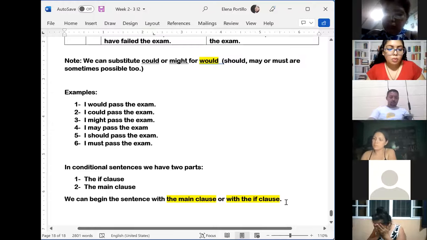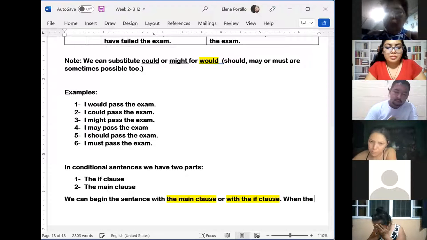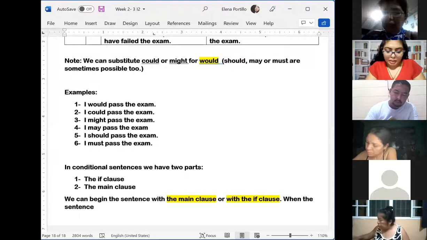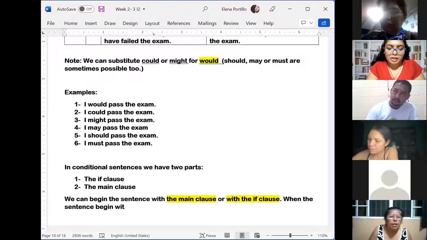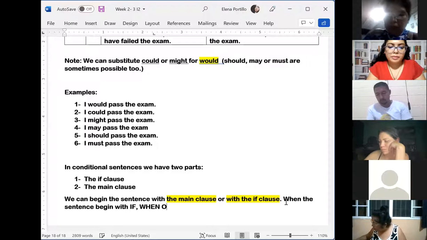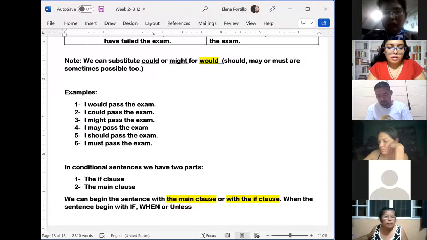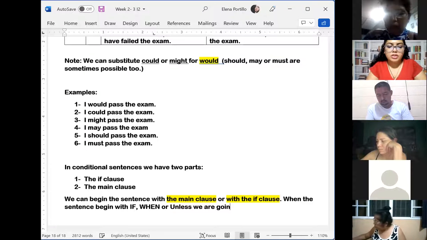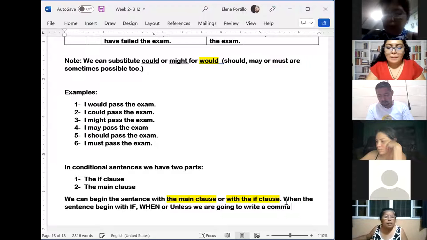But it says, when the sentence begins with, and we have here some words, if, when, or unless, we are going to write a comma, this symbol, right?